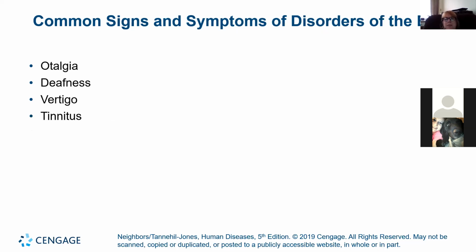As far as signs and symptoms of ear disorders: pain in the ear, deafness. Deafness has a lot of different degrees. It can go from I can't hear out of it, I can hear muffled noises, to I can't hear anything. Vertigo. Vertigo is a feeling like you're unbalanced or you're going to faint. And tinnitus is also known as ringing in the ears.